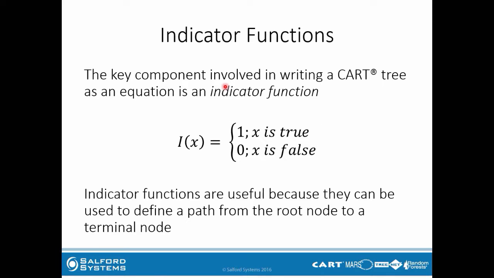Now, the key component involved in writing a CART tree as an equation is an indicator function, which I've defined here. So basically, if x is true, then this entire function takes a value of 1, and if x is false, then this function takes a value of 0. And as we're going to see, indicator functions turn out to be quite useful because they can be used to define a path from the root node, which is the node at the top of the tree before any splitting has occurred, all the way down to a terminal node.